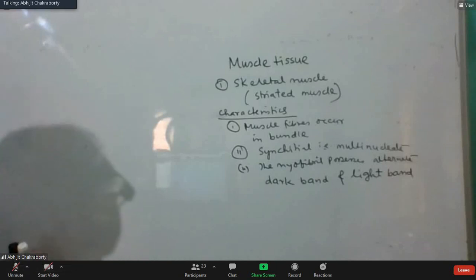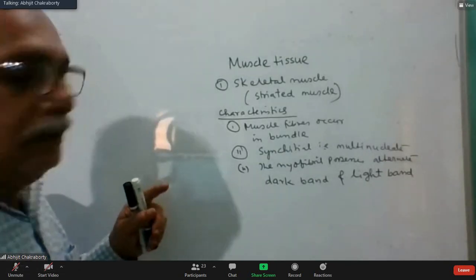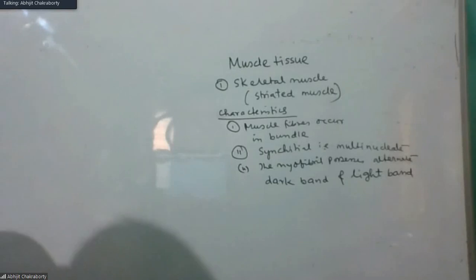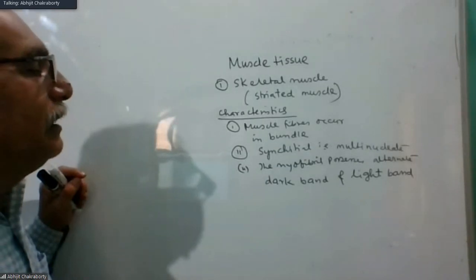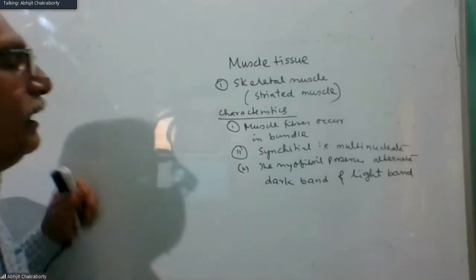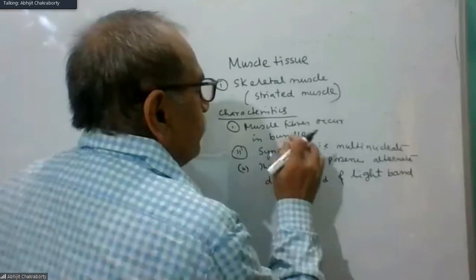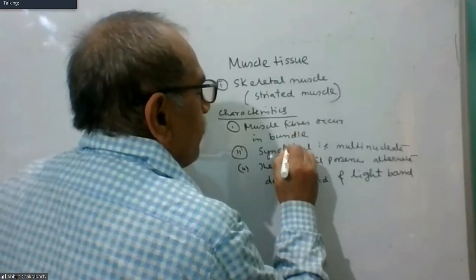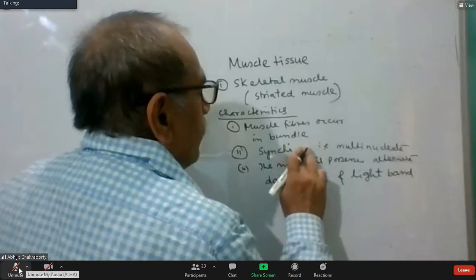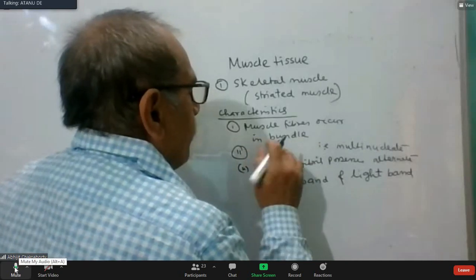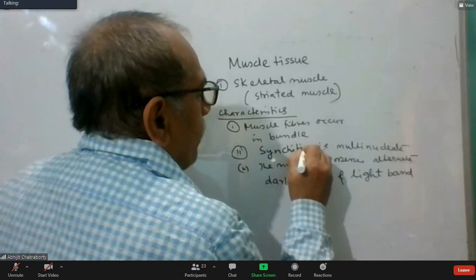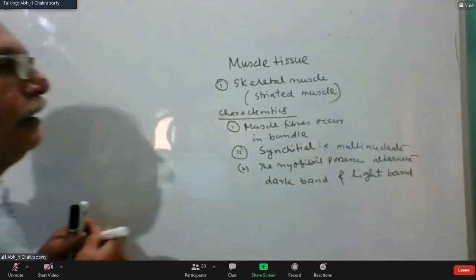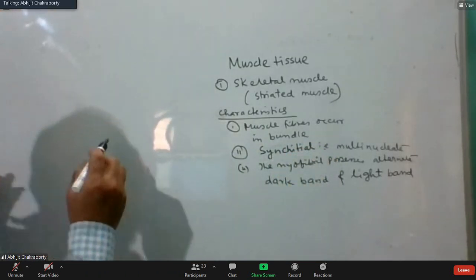Now, what about this muscle I am showing you now? These are the basic features of skeletal muscle. Second point, remember syncytial, that means multinucleate. I am coming to this. Myofibril is what I'm showing you now.